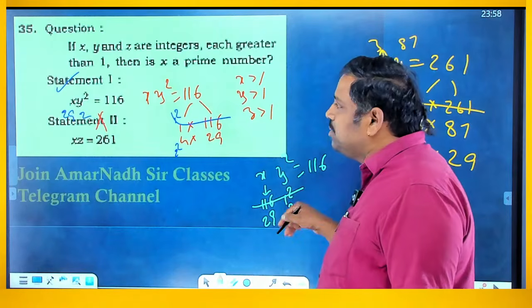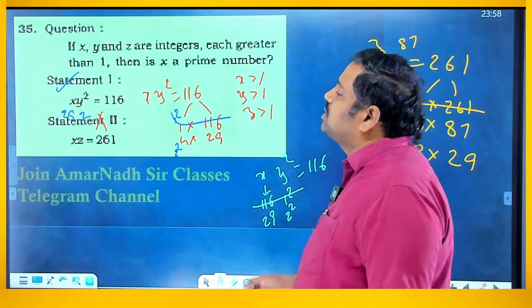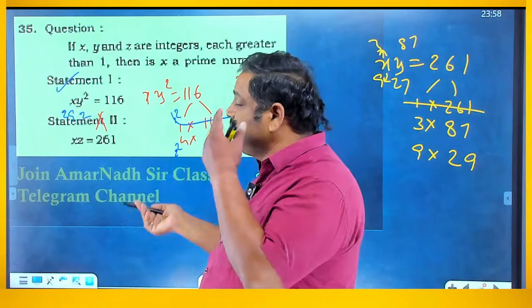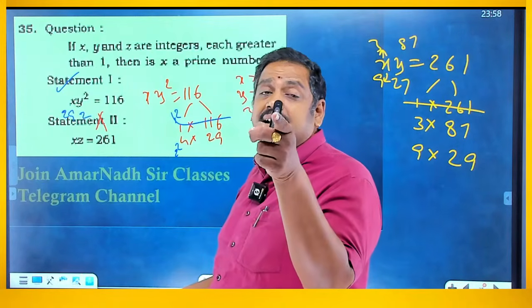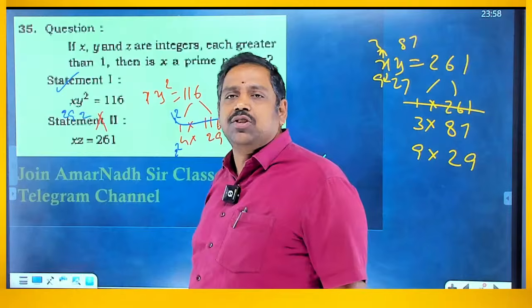X should be 29 means x is a prime number. His question is, is x a prime number or not? Yes, it is. You got a conclusion, which means data is sufficient. So for the first one, data is sufficient.